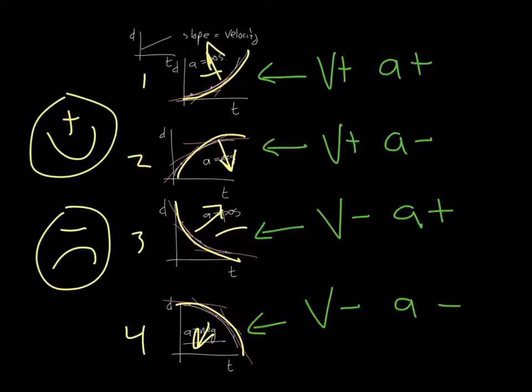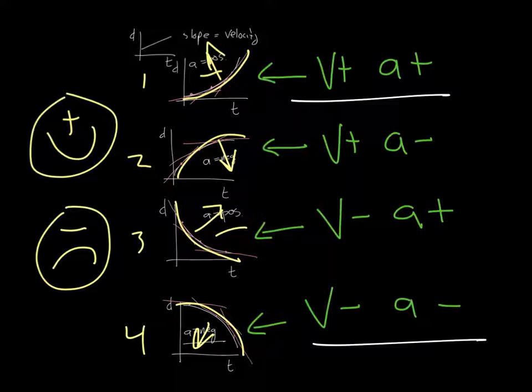Now, which of these graphs is the slope becoming more steep? It's becoming more steep in 1 and 4. Does everybody see that? The slope is becoming more steep in 1 and 4. So graphs 1 and 4 are speeding up. When velocity and acceleration are the same sign, it's speeding up, and when they're different, it's slowing down. Bingo.